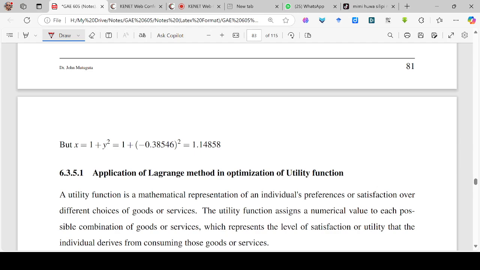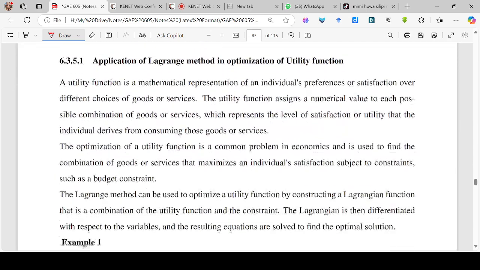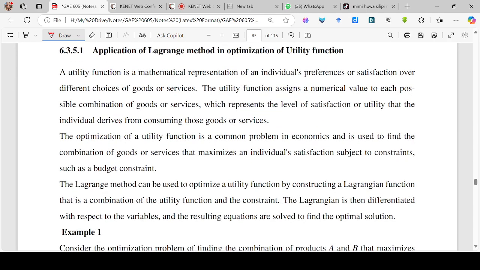So we have a utility function, which is a mathematical representation of the individual's preferences or satisfaction of different choices of goods or services. The utility function assigns a numerical value to each possible combination of goods or services, which represents the level of satisfaction or utility that the individual derives from consuming those goods or services.